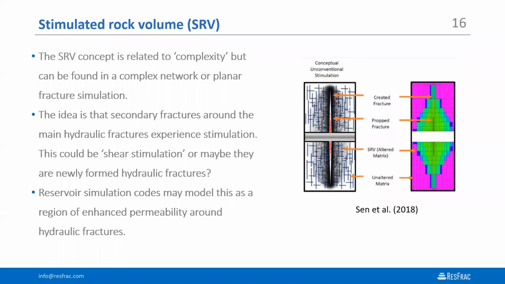There's also this concept of the stimulated rock volume. So here's a cartoon from the recent paper by Sen with Anadarko. What they're showing is that there could be leak off and then this kind of halo of enhanced permeability. I want to emphasize that this is a hypothesis. I do not think you can just assume that this is happening in shale. And in my experience, it's surprisingly sparse how much actual field scale support exists for this concept.